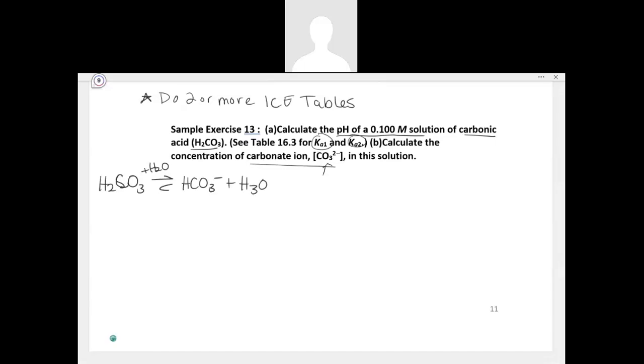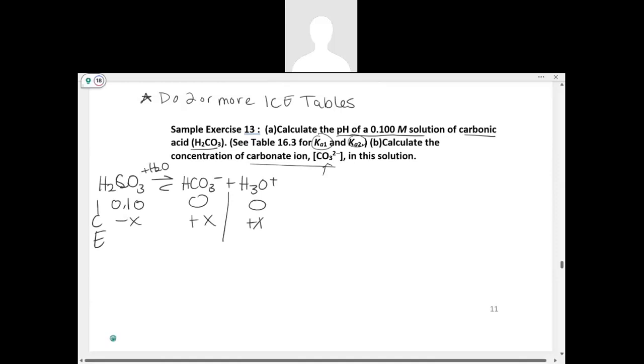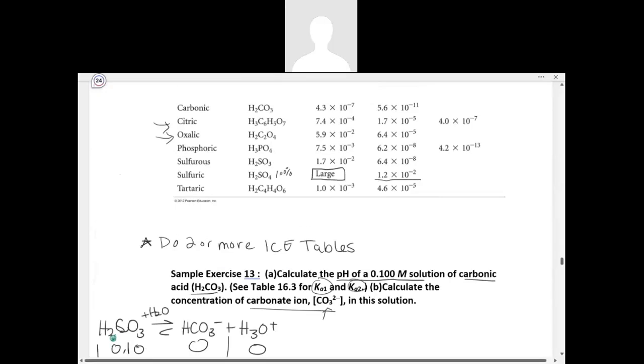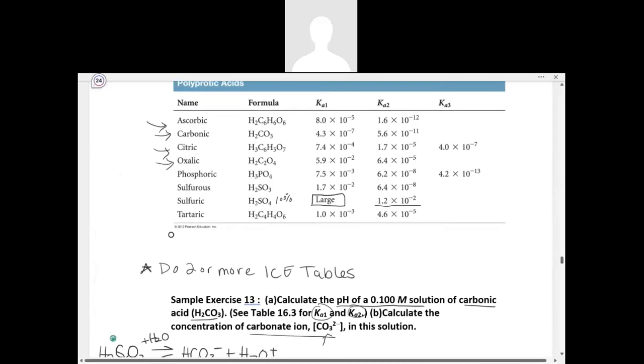And so after the first dissociation, we get this bicarbonate and hydronium. So we know initially we have 0.1 molar, then 0, 0, minus 1, plus 1, plus 1. The ratio is still 1 to 1 for each of these, so we still just use negative x and plus x. So at equilibrium, we're going to have 0.1 minus x, and then x and x. We're going to set this equal to our first Ka value for our carbonic acid. So that's 4.3 times 10 to the negative 7.